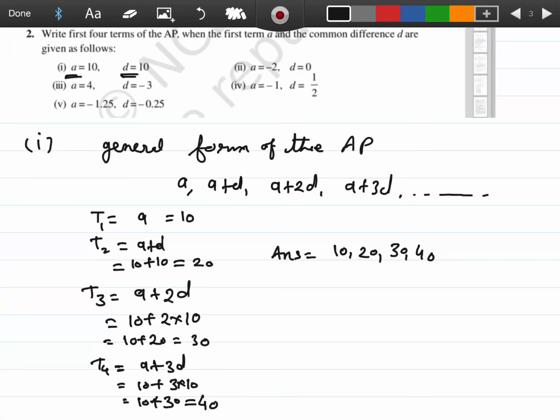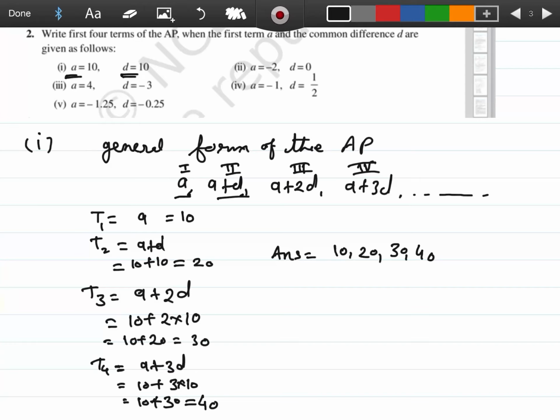We know the general form. First term is this, A. This is your first term, this is the second term, this is the third term, and this will be the fourth term. So by putting the value of A and D, we can make the next terms.